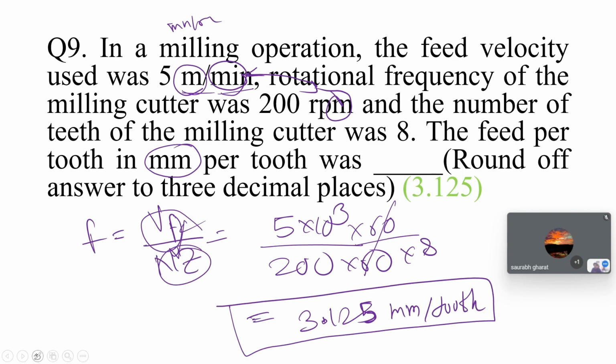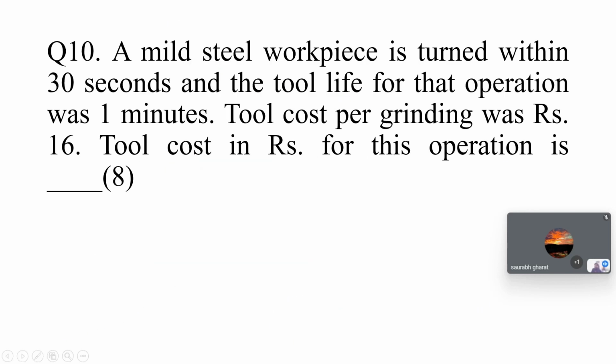Okay, so we are going again. A mild steel workpiece is turned within 30 seconds and the tool life for that operation was 1 minute. Tool cost per grinding was rupees. As I previously told you, the grinding cost is not involved here, meaning the second labor is not involved. In this case, it is not our labor doing the grinding, it's someone else. We are sending the part to someone else.